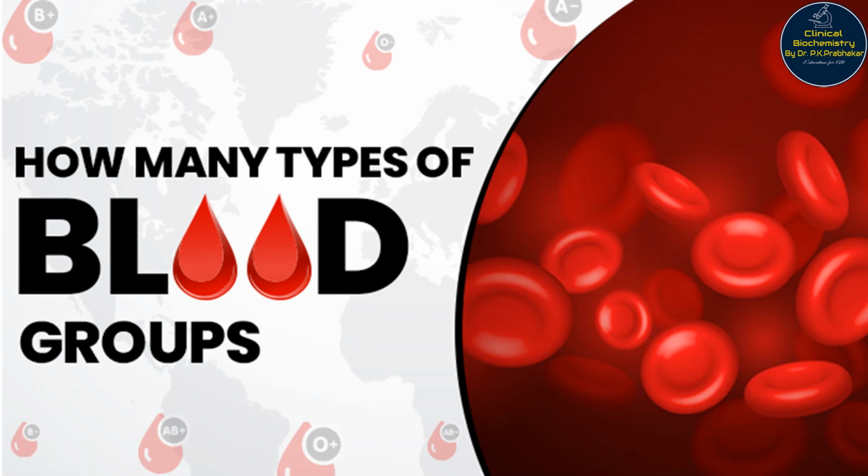Today we are going to see the blood groups. We will see the different types of blood groups, their compatibility, their antigen, and which type of antibody they are having. There are four main types of blood groups.